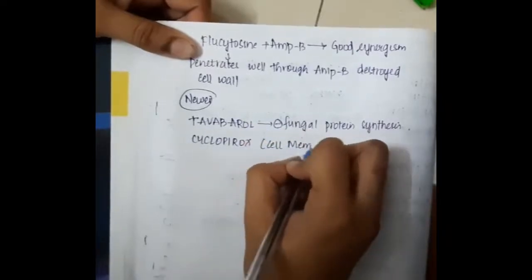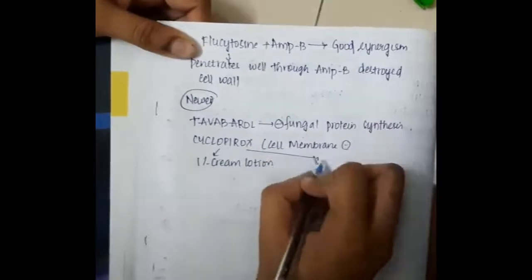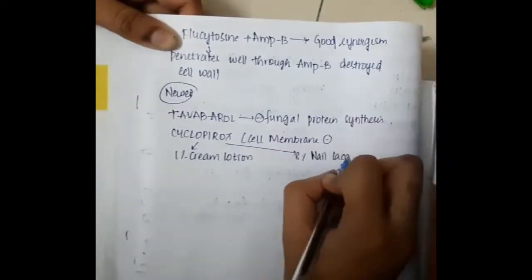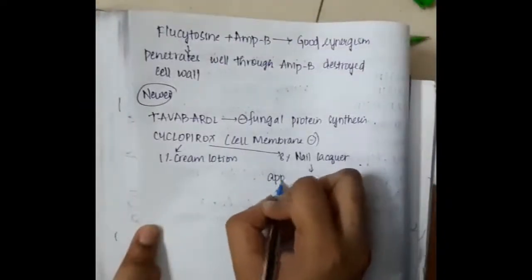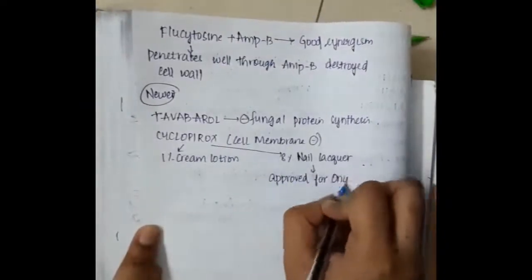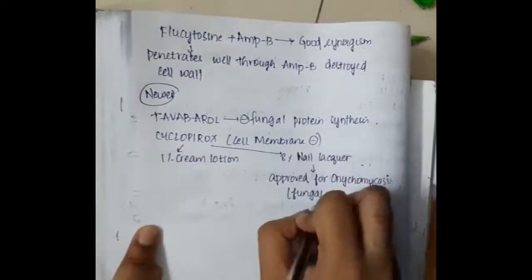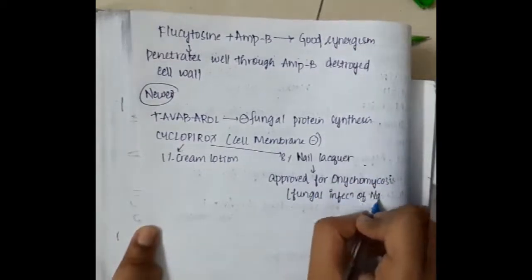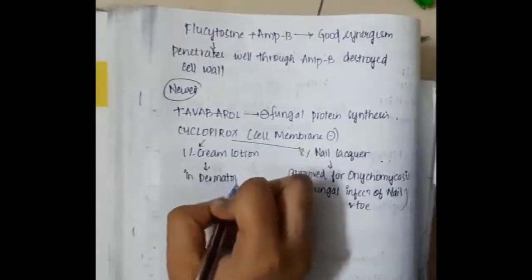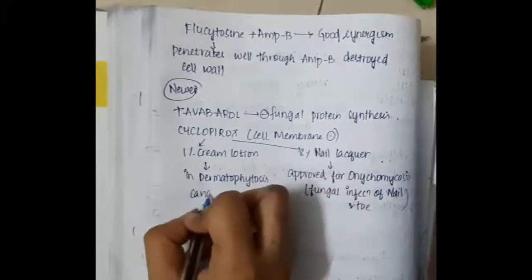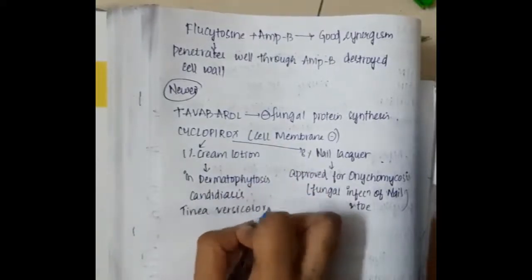Then we have ciclopirox. Ciclopirox is a cell membrane inhibitor, available as a 1% cream and lotion, and as an 8% nail lacquer. Ciclopirox 8% nail lacquer is approved for onychomycosis, which is a fungal infection of the nail and toe. Whereas the 1% cream and lotion is approved for dermatophytosis, candidiasis, and tinea versicolor.